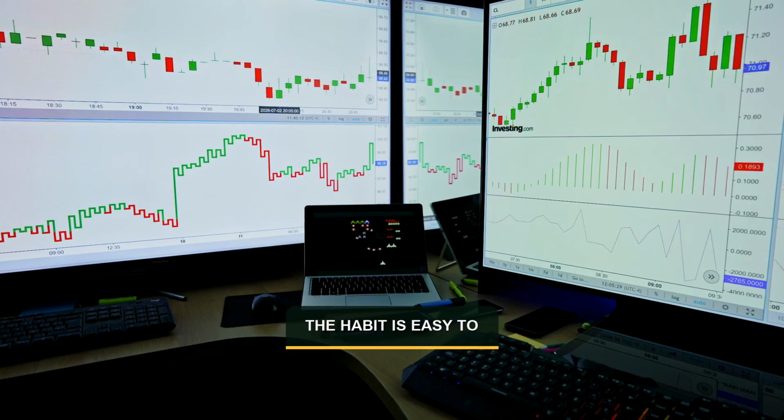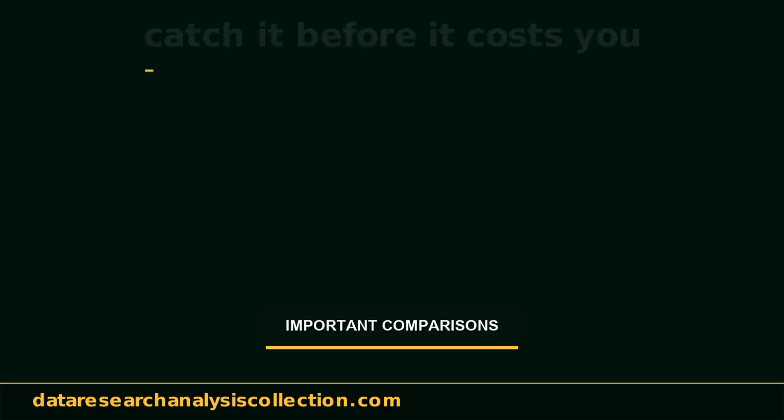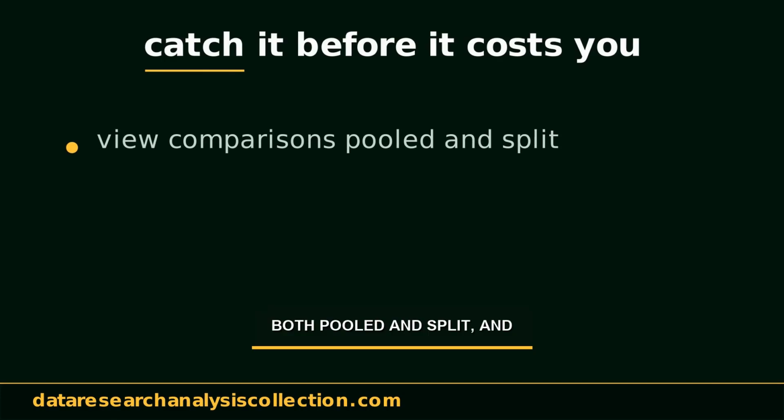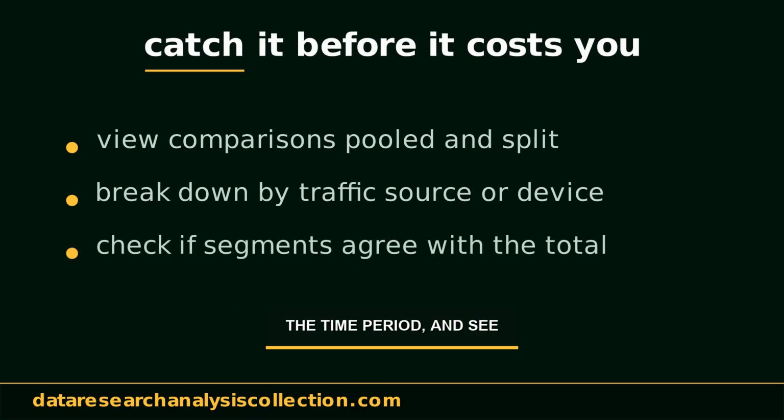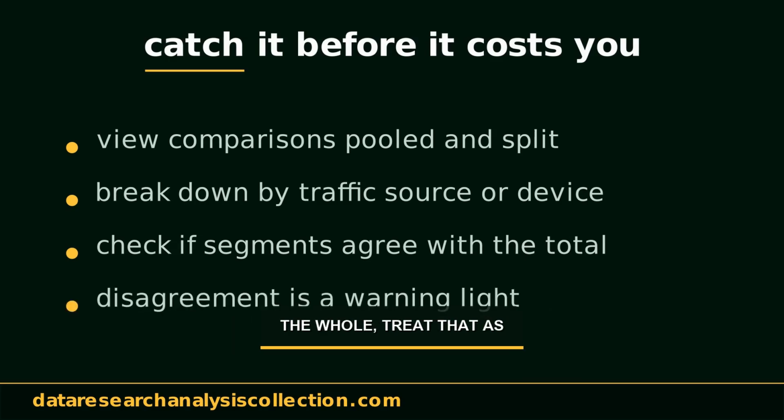The habit is easy to say. Always look at your important comparisons, both pooled and split, and then reconcile the two. Before you trust any total, break it down by the obvious suspects: the traffic source, the device, the customer type, the cohort, the time period, and see whether the segment story still agrees with the headline. When the split flatly disagrees with the whole, treat that as a flashing warning light, not a rounding quirk you can wave away.